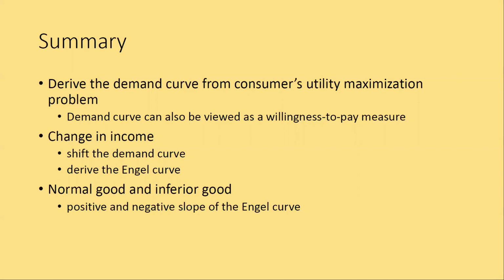And lastly, normal good and inferior good refer to two types of good that have either a positive or negative slope of the Engel curve. So this is all for this chapter.